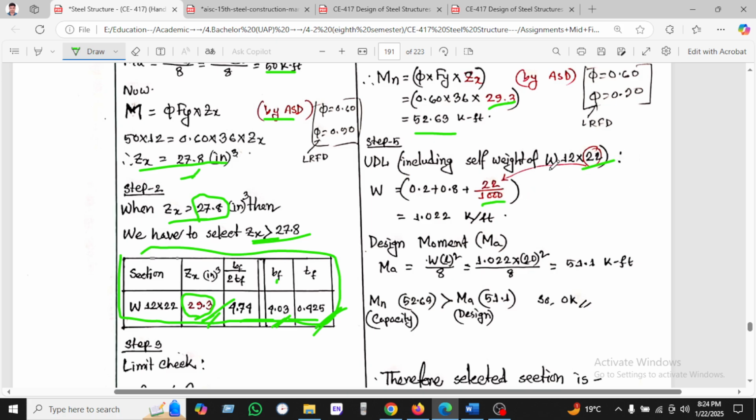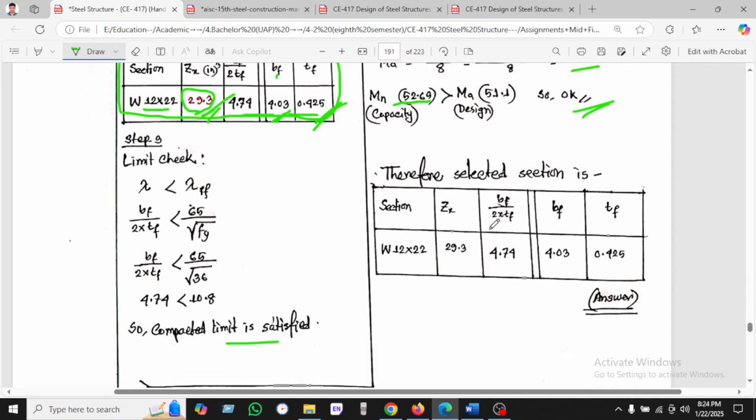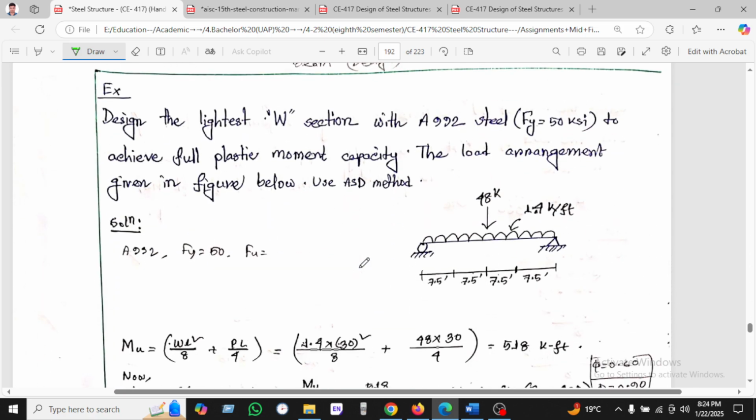How do we get 22? We are choosing W12 x 22. So this is 22 pounds, and we are dividing by 1000 to convert to kip, and found the w value. And now we use wL squared by 8 and found the moment 51.1. So 51.1 is less than the capacity 52.63. So we can say the design is okay. So therefore our selected member W12 x 22 is okay. This is our answer.